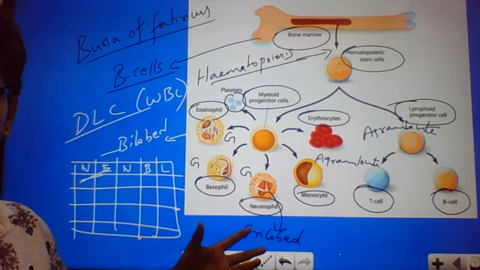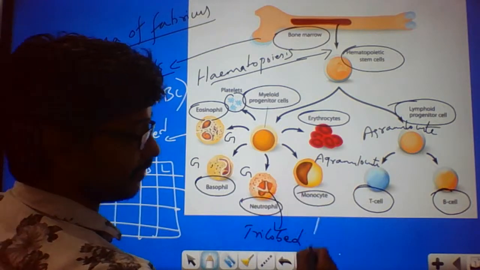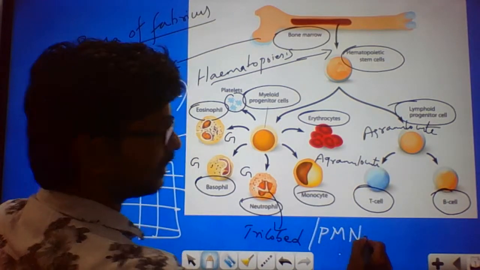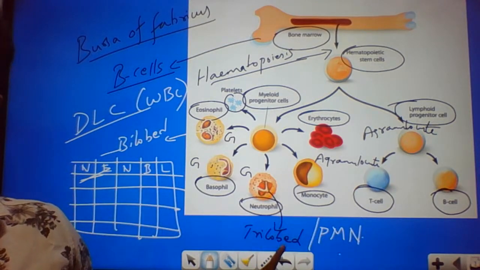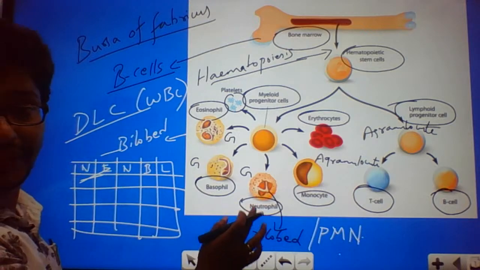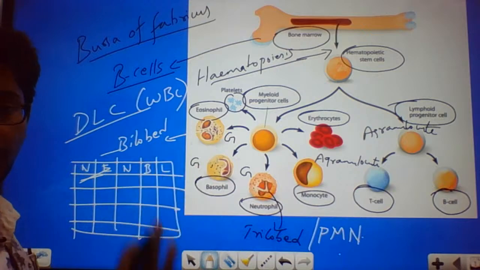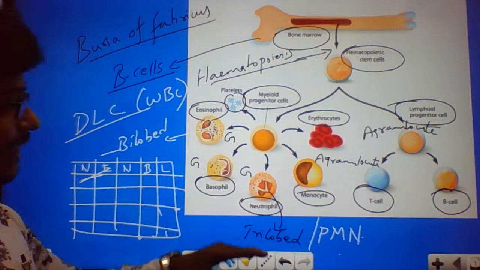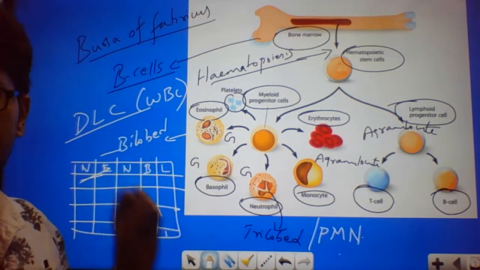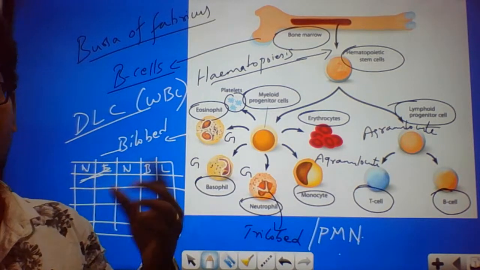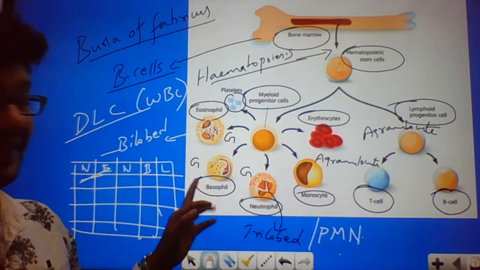If you're very good at identifying, the technician can identify them, because neutrophils usually have a trilobed structure. We also call neutrophils PMN. What is the expansion for PMN? Can someone tell me? PMN is another name for the neutrophils. They have a trilobed structure, and in the DLC you see mostly neutrophils. Then comes the lymphocytes, and after that the eosinophils, and the basophil count will be very, very low, not even 1 or 2. Maximum you might see 1 basophil, but mostly you cannot identify the basophils.